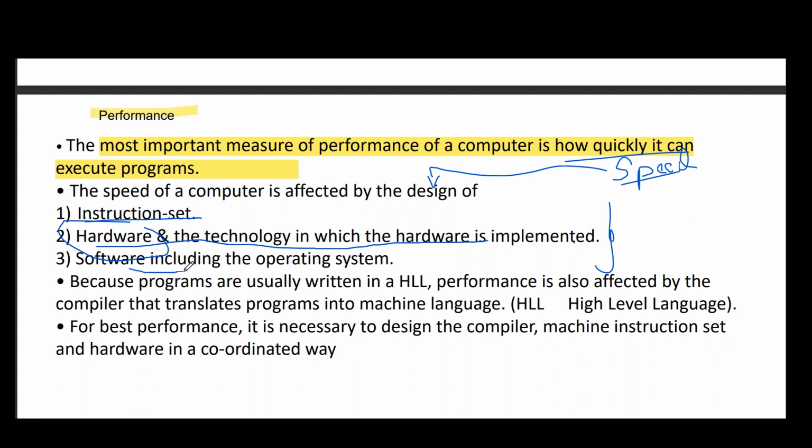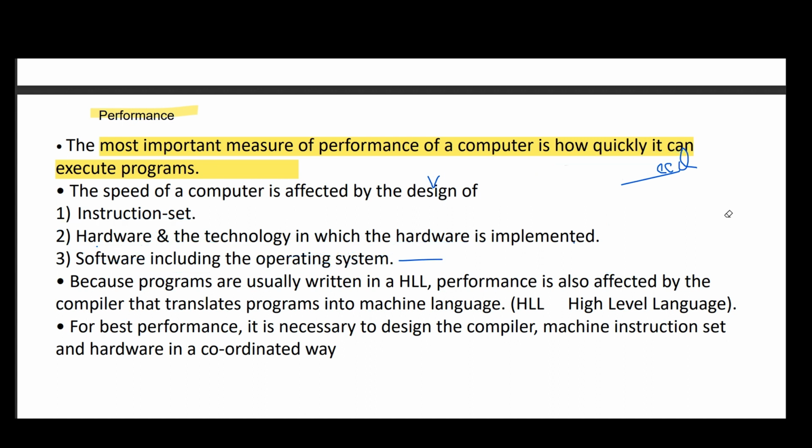The last thing is the software, including the operating system. If the operating system is slow, obviously the speed of the computer will be slow. About the operating system, I hope you all will be reading this subject also in your third sem. So the operating system is an interface between the user application and the computer. It provides a medium for the application to be executed. So if the operating system works slowly, obviously our applications will get slower, hence the speed of the computer will be affected.